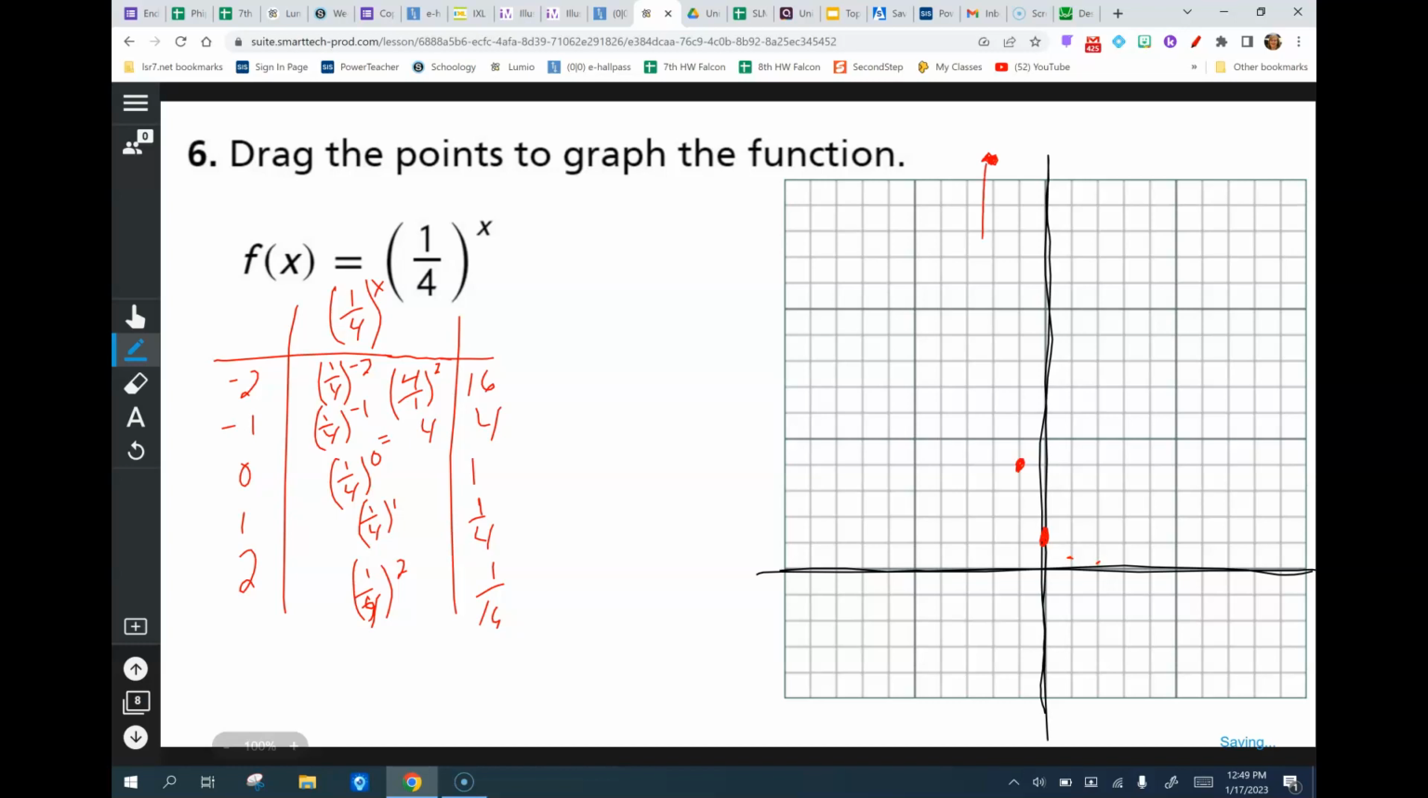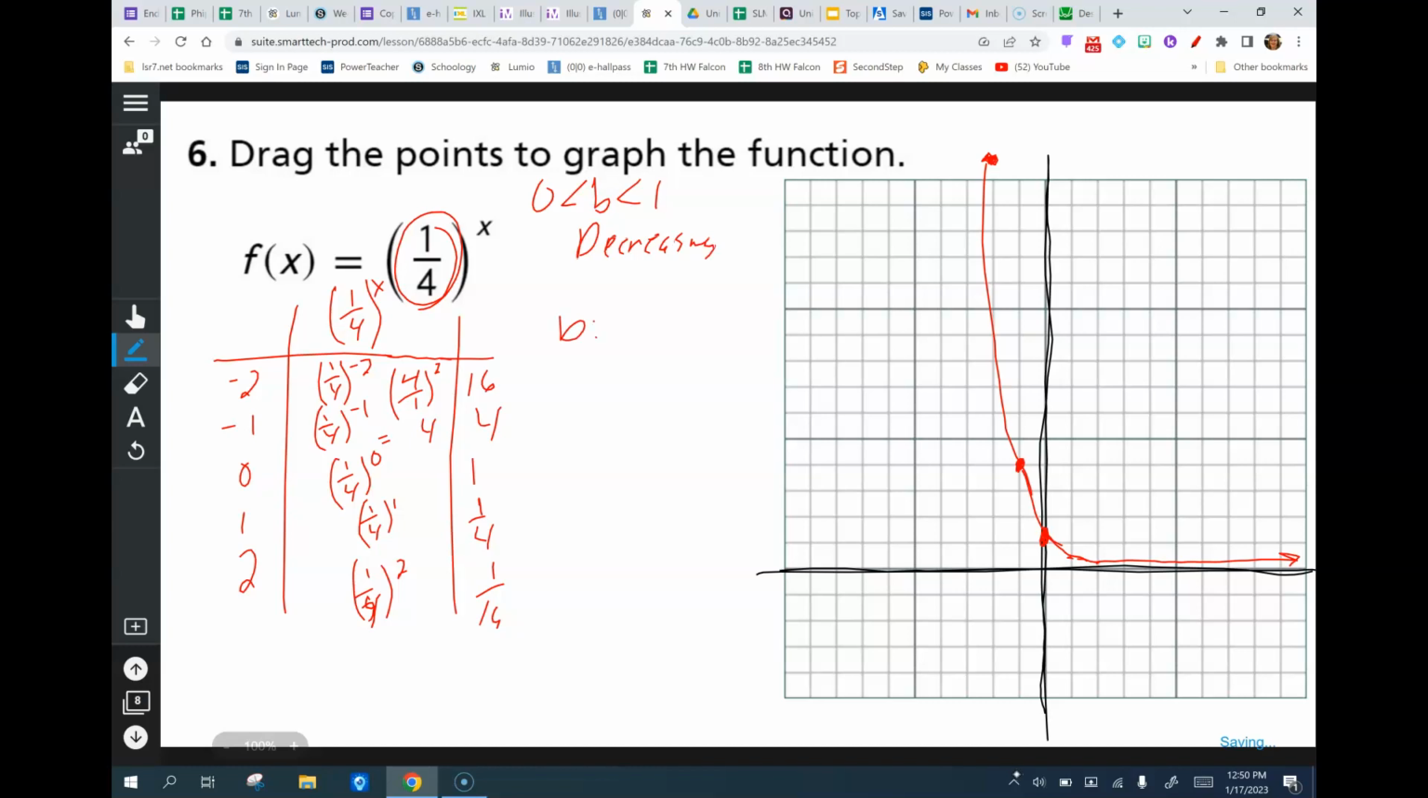If you were to connect all that, this graph, and notice, it's going to be decreasing. Because I have a fraction, because b is between 0 and 1, I'm going to have a decreasing function, decreasing graph.